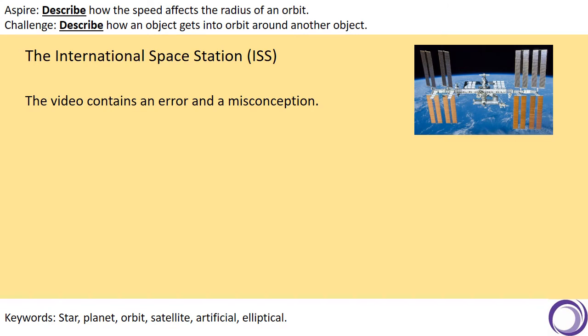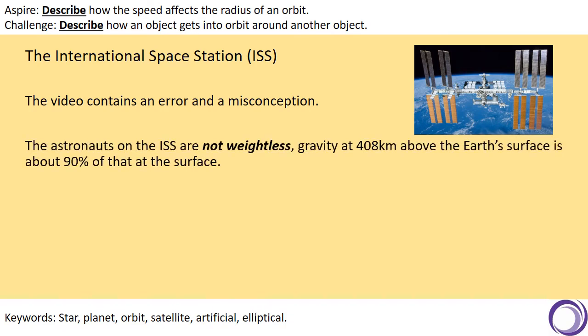Okay, there's an error that causes a misconception in that video. It talked about the astronauts being weightless on the International Space Station. That's not true. On the International Space Station, it's 408 kilometres above the Earth's surface, so gravity is less than it is on the surface of the Earth, but only 10% less. So 90% of 9.8 newtons for every kilogram is 8.8. So it's not really enough that you would actually notice you were lighter. So that's not the reason why you see things floating about on the International Space Station.